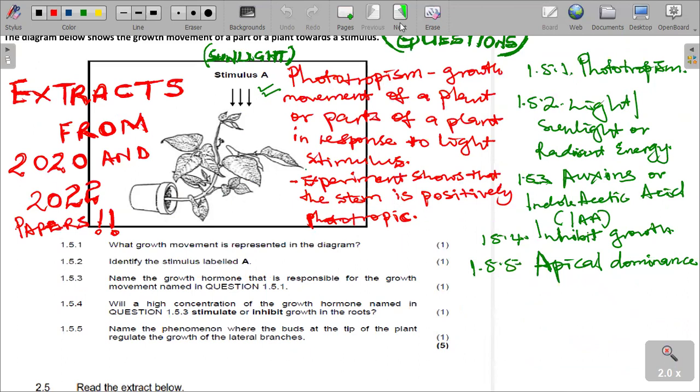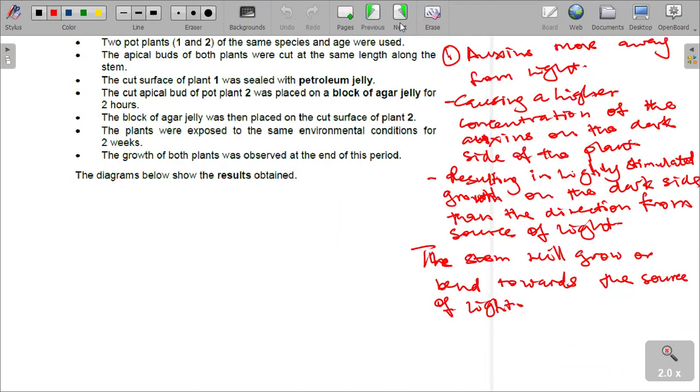So what we are saying is that unilateral light results in the plant growing towards the source of light as a result of the bending effect, which is caused by uneven growth taking place on the part of the stem. The stem does not grow evenly, hence the inner side growing slower causes the plant stem to bend towards the source of light.